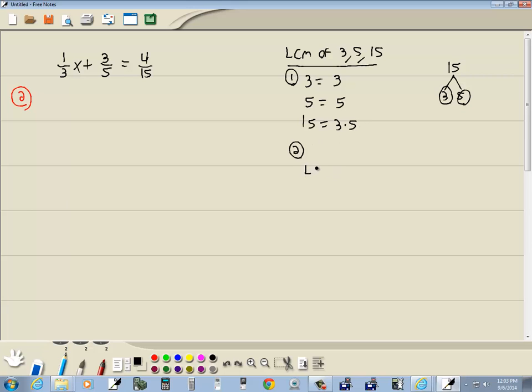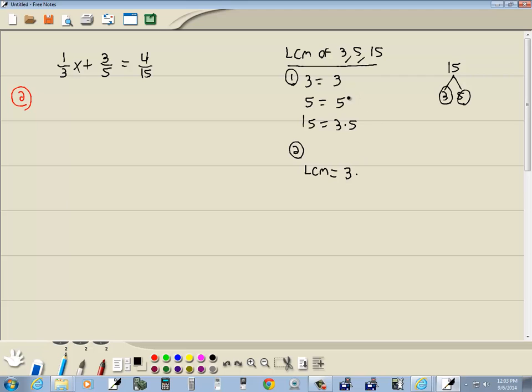Now our LCM, we look at each prime. I'll start with the 3. And we're looking on the right side of the equals. And I'm looking for the greatest number of 3's on each single line. There's 1 here, none here, 1 here. So the greatest number of 3's on a single line is 1.